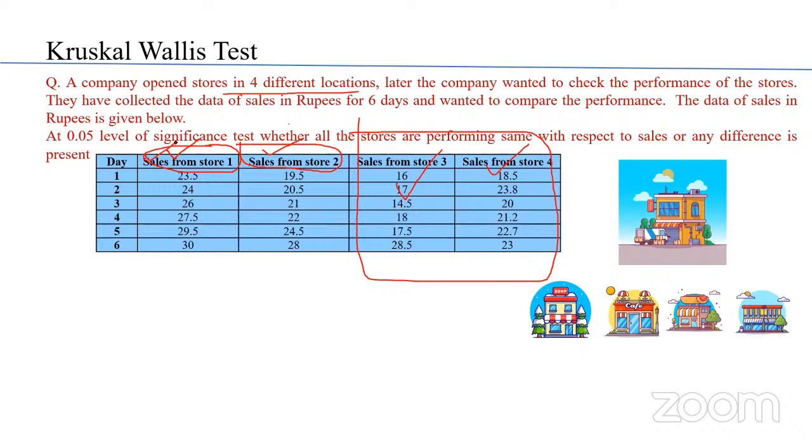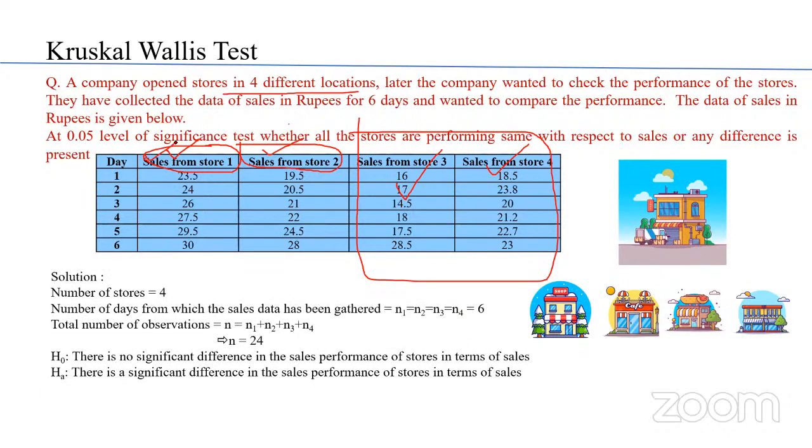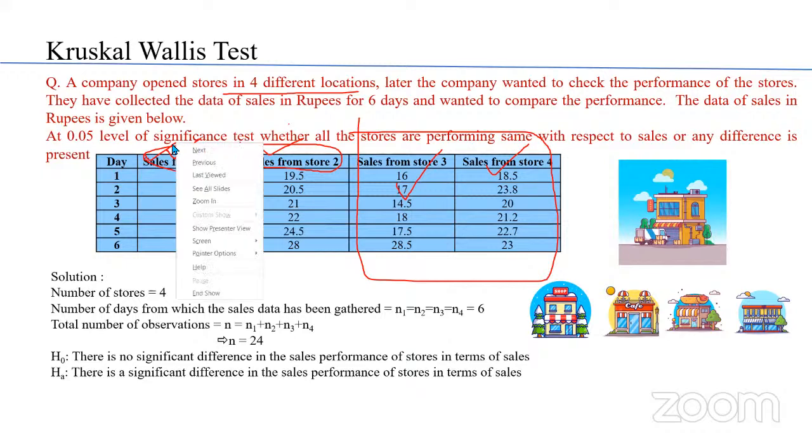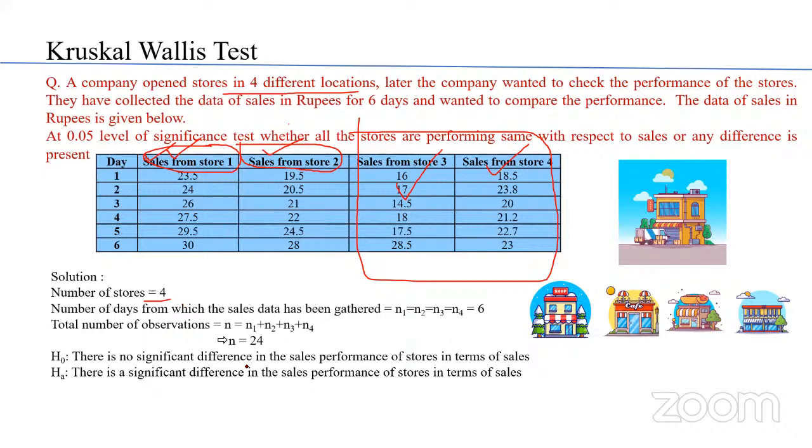Since it is the Kruskal-Wallis test, it is definitely for multiple group comparisons. The number of stores is 4. You have to find the total N, which is going to be n1 plus n2 plus n3 plus n4. Even in this case, there might be some observation which is present in one group but not in another, so such things can happen. That's why we have to take n1, n2, n3, n4 separately.